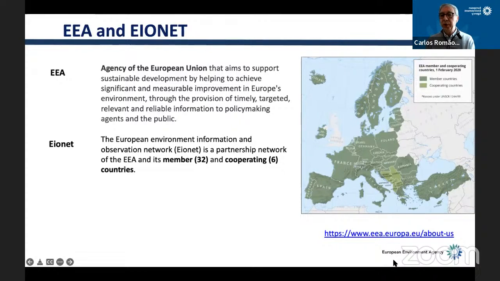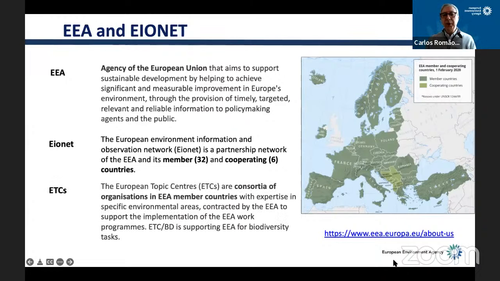Currently, there are 32 members and 6 cooperating countries in the West Balkans. And the third pillar of the setup of the agency are the European Topic Centers, which basically are consortia of organizations that apply for this function for periods of 4 or 5 years. And also the terms of reference of these topic centers can be changed depending on the priorities of work. So this was the overview about the agency and EIONET and the topic centers.